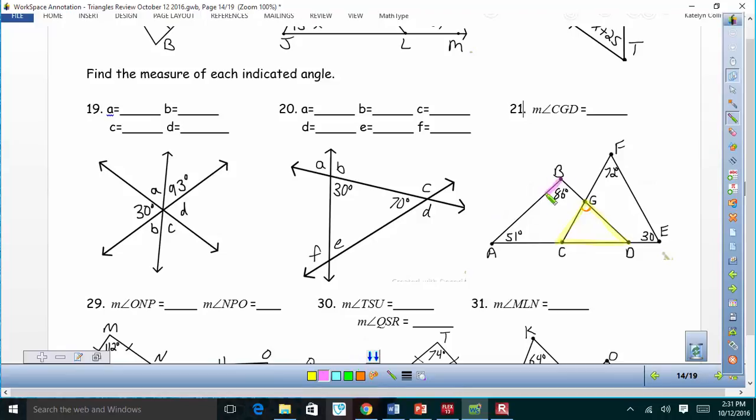So if I'm looking at triangle ABD, what measure am I missing there? What angle measure? Angle D. So we can easily find angle D by doing what? Well, we would just add the other two because all three angles in a triangle add to 180. We would add 51 plus 86.